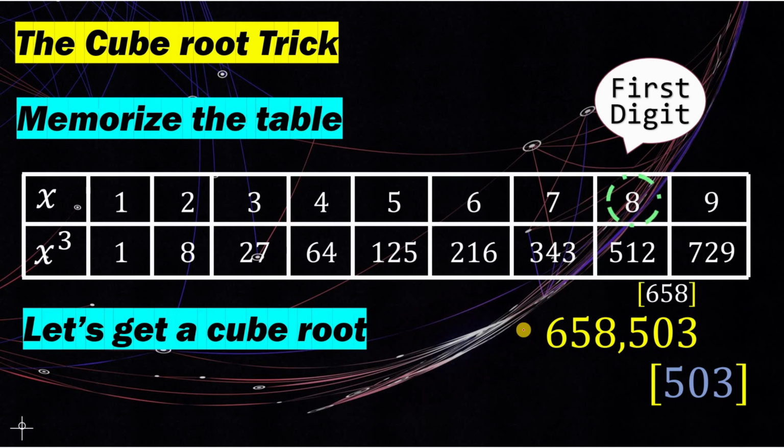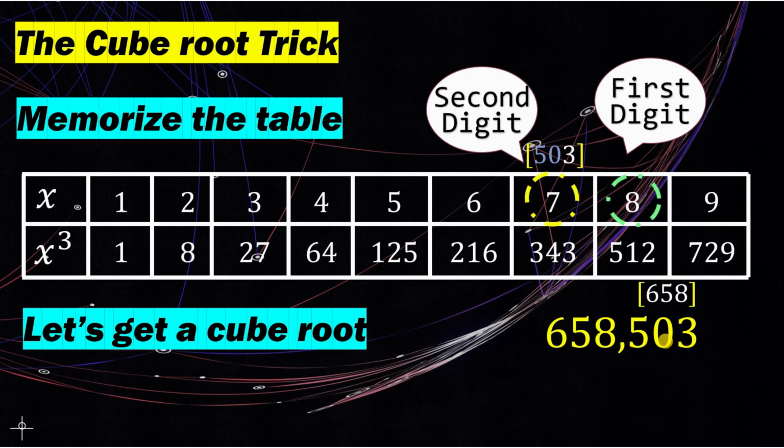Now, how about the second digit? For the second digit, we will use the last three digits of the number, which is 503. Let's look at only the last digit. The last digit is 3. Now, look at the last digit of the cubes. The only number with a units digit of 3 is 343, which corresponds to 7. And that 7 must be our second digit. Therefore, the cube root of 658,503 must be equal to 87. And that is the answer.